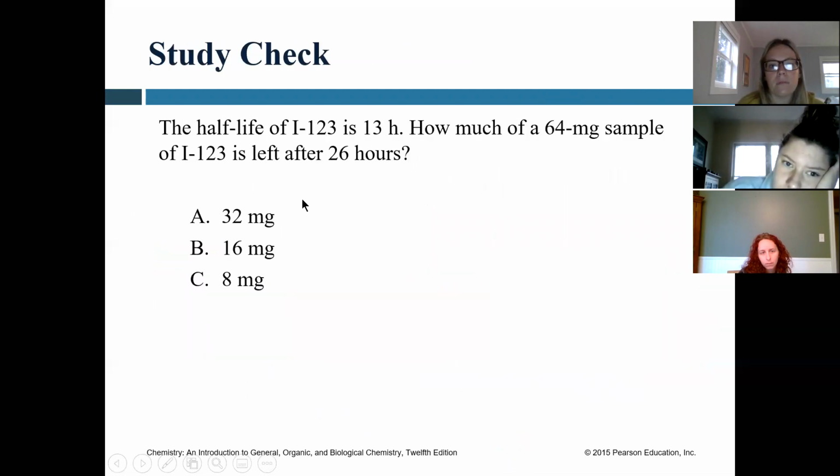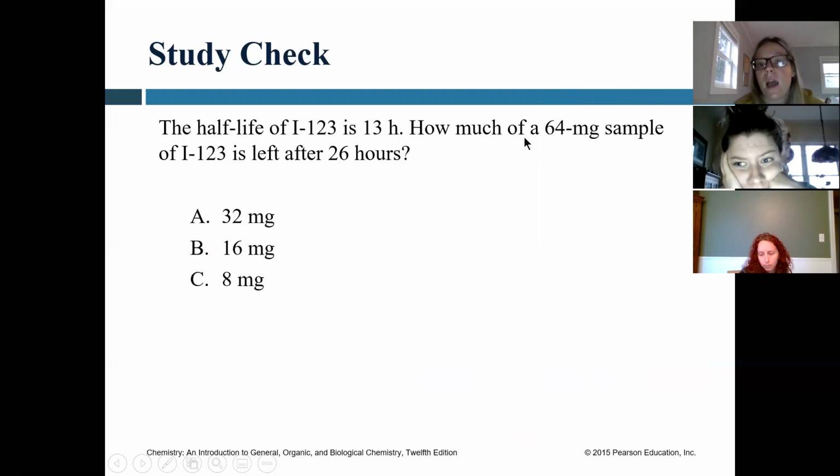Okay, let's do this one. Let's have you do this one. The half-life of iodine-123 is 13 hours. How much of a 64 milligram sample of iodine-123 is left after 26 hours?